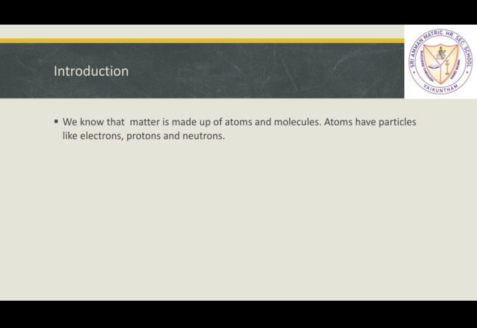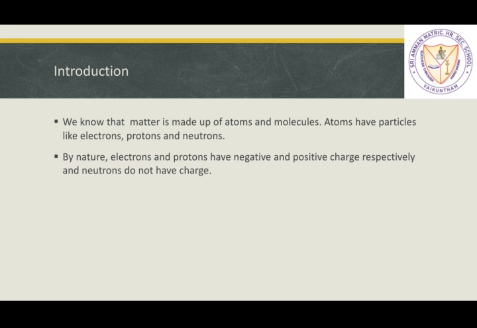We know that matter is made up of atoms and molecules. Atoms have particles like electrons, protons and neutrons. By nature, electrons and protons have negative and positive charges respectively, and neutrons do not have any charge. That means all the matter around us is made up of atoms and molecules, and these atoms contain particles like electrons, protons and neutrons.